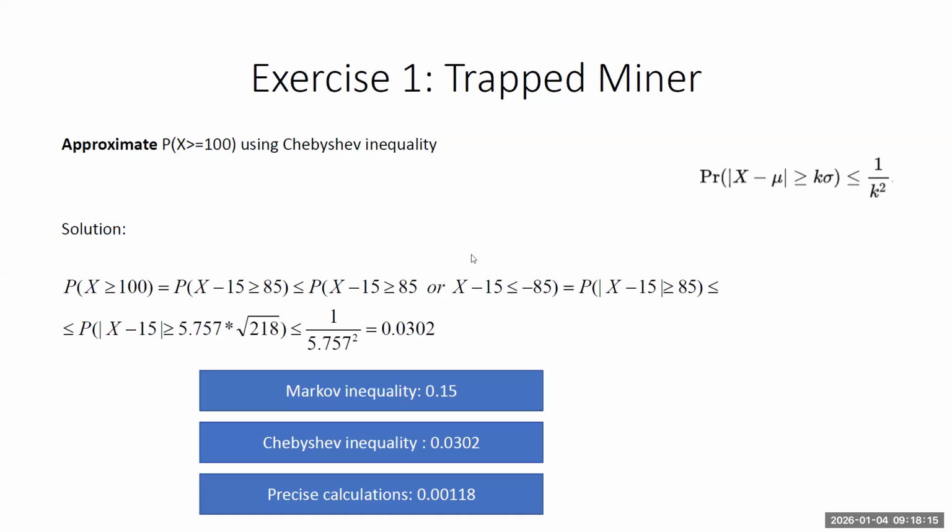So here, by the Markov inequality, we get the estimation that the probability that X is greater or equal to 100 is at most 0.15. Using the Chebyshev inequality, 0.043. And this is the exact answer. It's much, much smaller. Make sense?